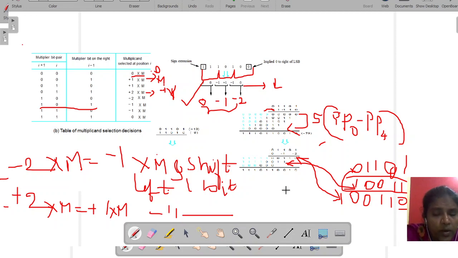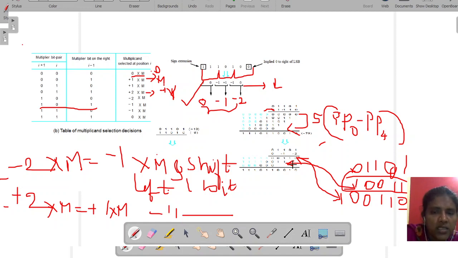So minus 1 into m is without shifting. Plus minus 2 into m is minus 1 into m and shift the value of the multiplicand left 1 bit position, and 0 multiplied by the number is 0 itself. Along with this you have to do the sign extension. The rest is all the same as you did in the normal Booth multiplication or normal sequential multiplication.